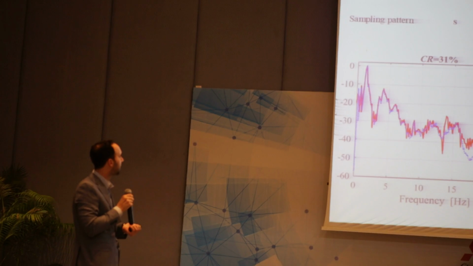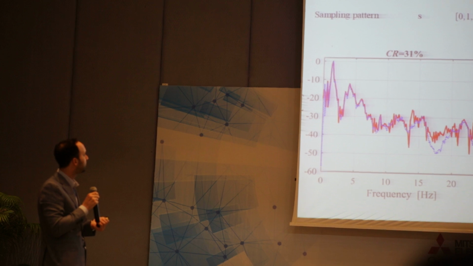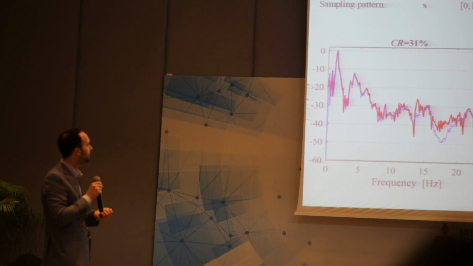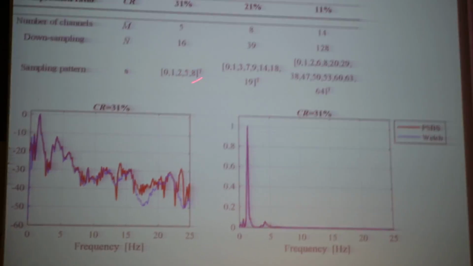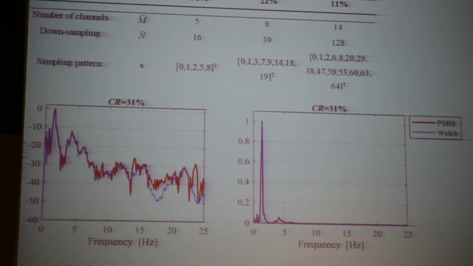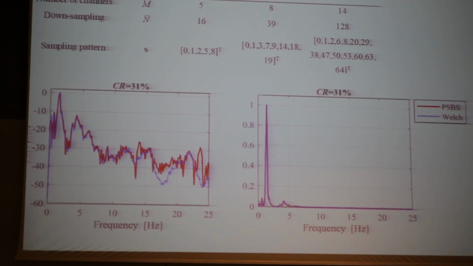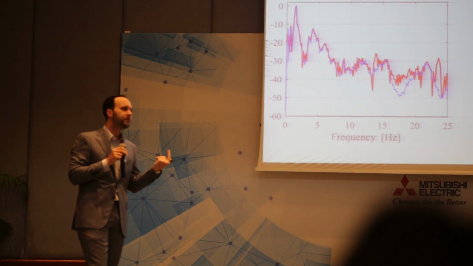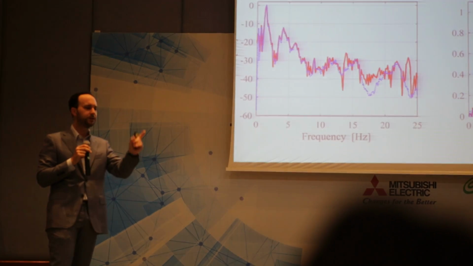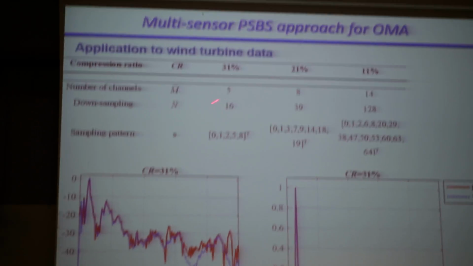And now this shows how well we do in terms of spectral estimation as we go to higher and higher compression ratio, down to almost 90% lower than the Nyquist rate, using, of course, different sampling patterns. These sampling patterns come from solving a quite computationally intensive optimization problem, but this needs to be solved only once, at the stage where you design your sensor. And then the number of channels and downsampling.